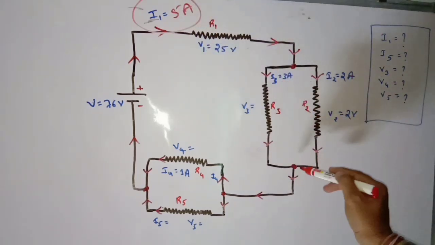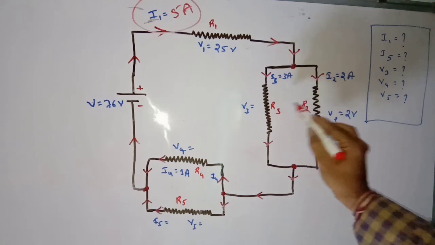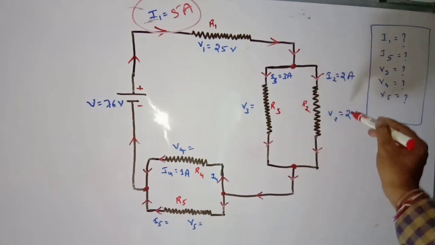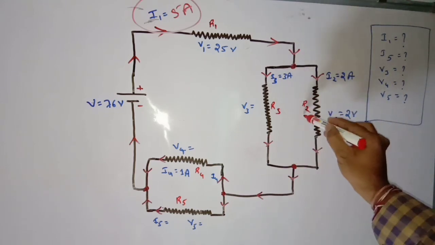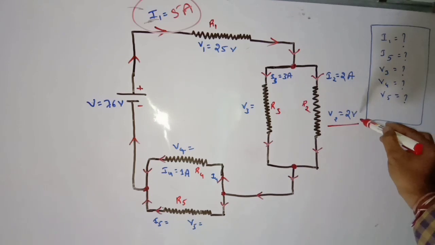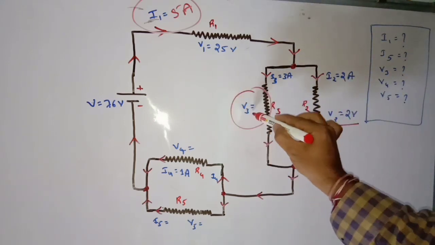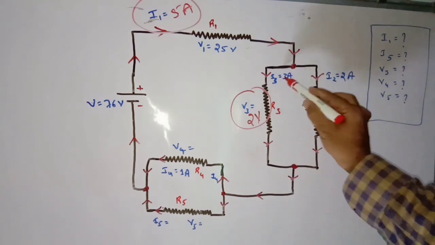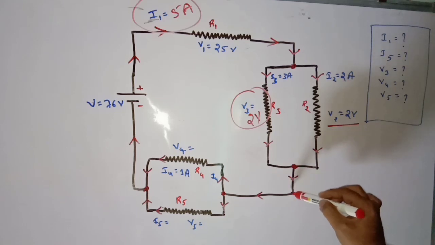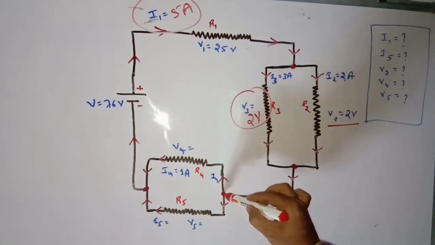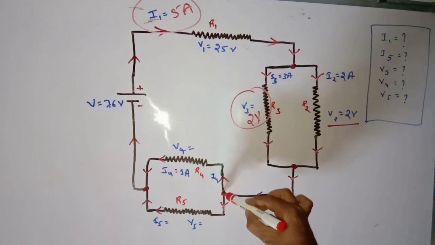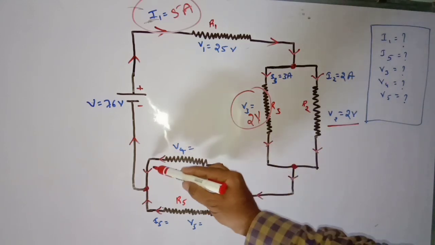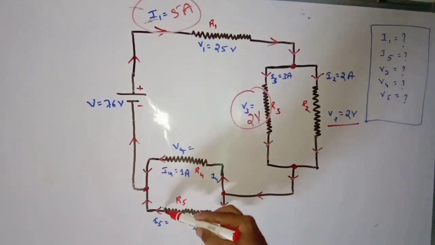And these two currents are joining at this particular junction, and resistors R3 and R2 are in parallel. Due to that reason, the potential drop across the two ends of the resistors must be similar. The potential drop across R2 is 2 volts, so V3 must be equal to 2 volts. And these two currents are joining at this junction, so 3 plus 2, 5 amperes of current is passing towards this point. And now at this particular junction, again the current is splitting into two groups. I4 current is passing through the resistor R4, I5 current is passing through the resistor R5.